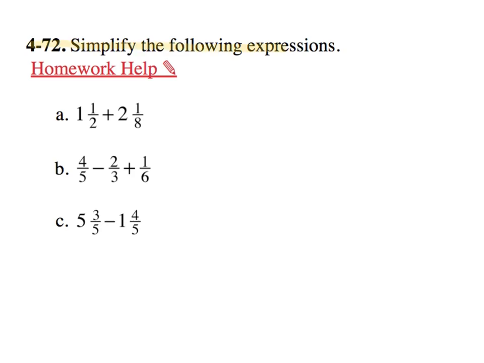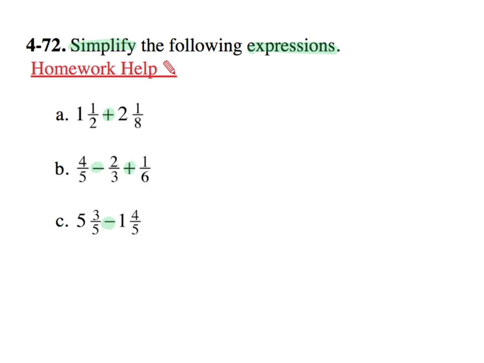Simplify the following expressions. In the directions, the words simplify and expressions are the vocabulary words. Simplify means come up with one number, and the expressions are those numbers given. Looking at the problems, we are adding, or adding, and there's a minus, so subtracting, in B and C. Mixed numbers or fractions, so we definitely need to follow the rules for that.